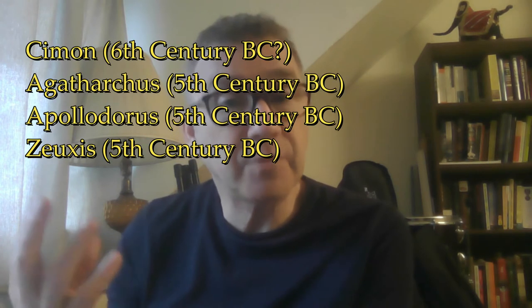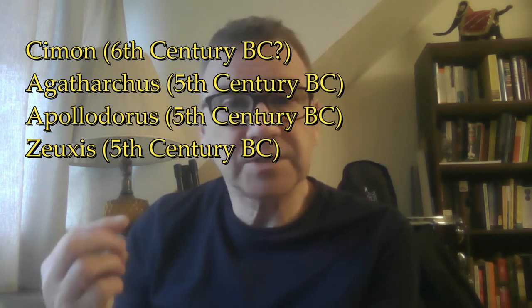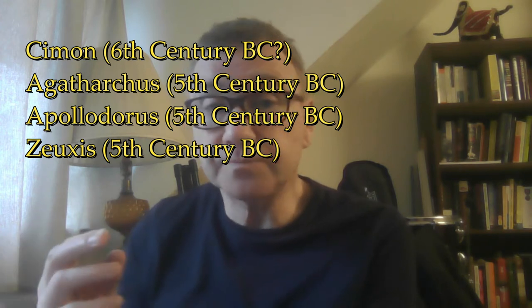But what does seem clear is that precisely this issue of the portrayal of perspective was alive in those painters. There are, you know, a handful of names. Some of the most famous ones are Cimon the painter, Agatharchus, Apollodorus, Zeuxis. Those are painters from probably somewhere around 600 BC, up to around the time of Socrates, who were the great innovators in painting. And they were especially dealing with exactly those things.